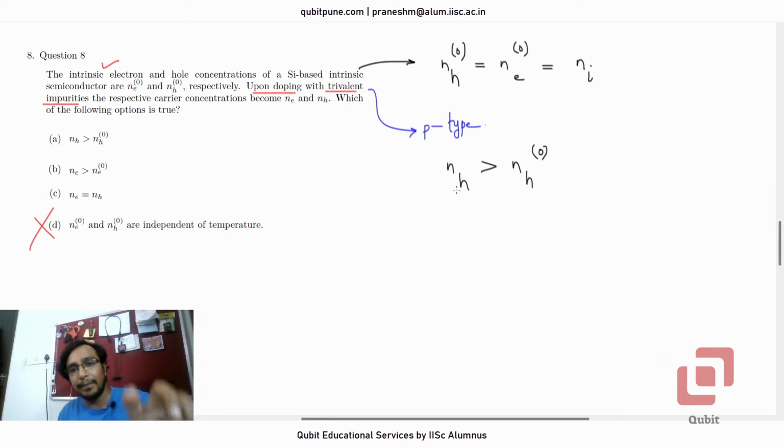Had it been N-type, then Ne would have been greater than Ne naught. Okay, so we've got the answer.